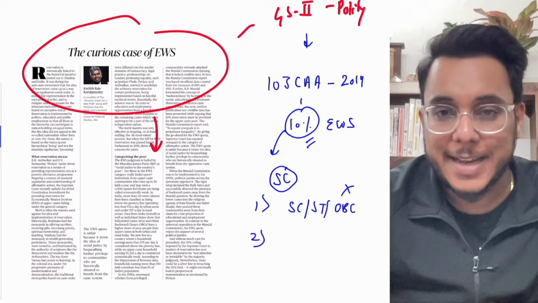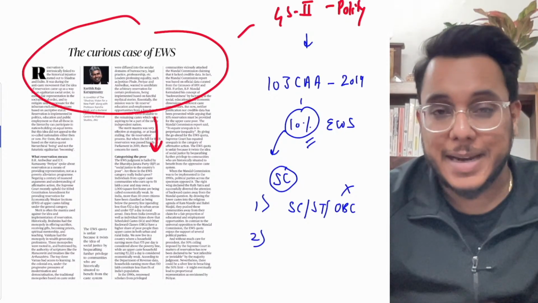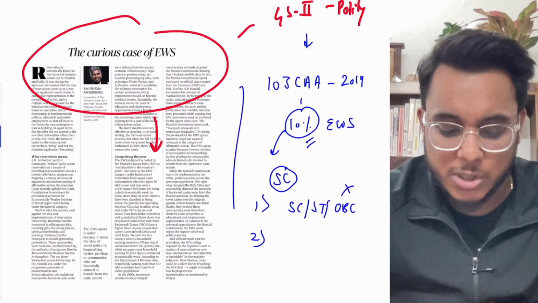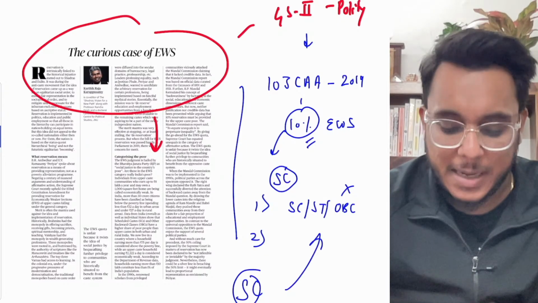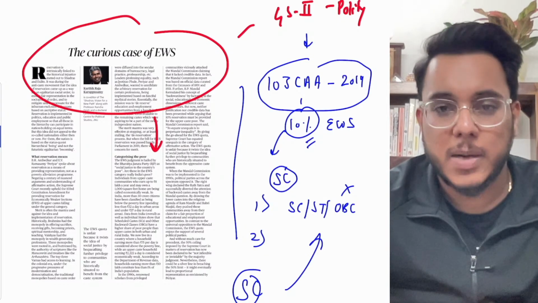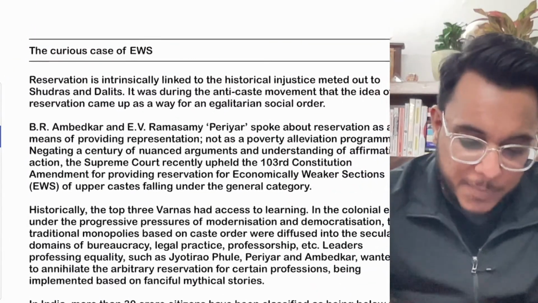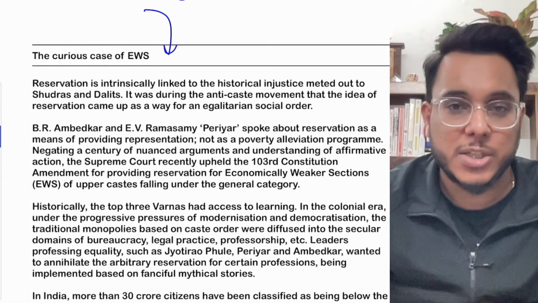Then second thing, it has been provided that the constitution never provided an economic criteria for reservation, only social backwardness was a criteria. So therefore it was challenged. Now the Supreme Court has given the judgment, and Supreme Court has provided that the 103rd Constitutional Amendment Act is valid. So EWS reservation will be given.